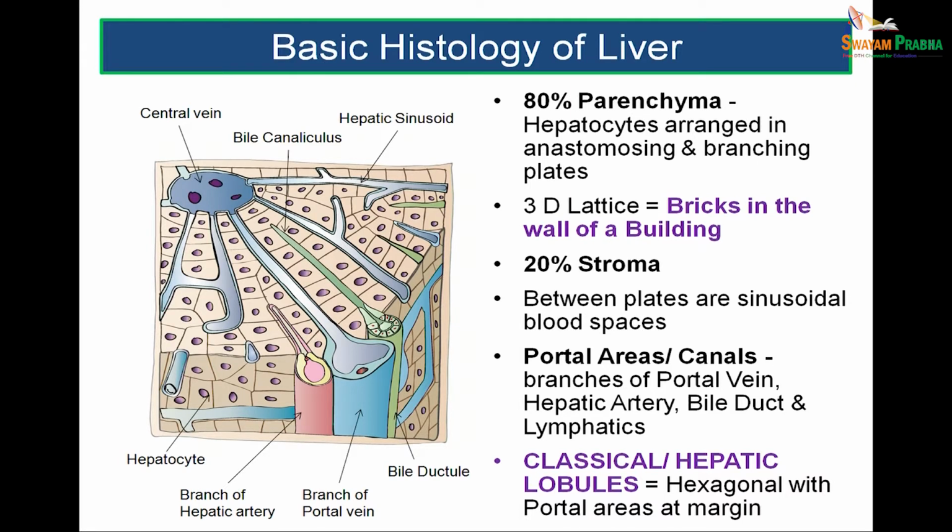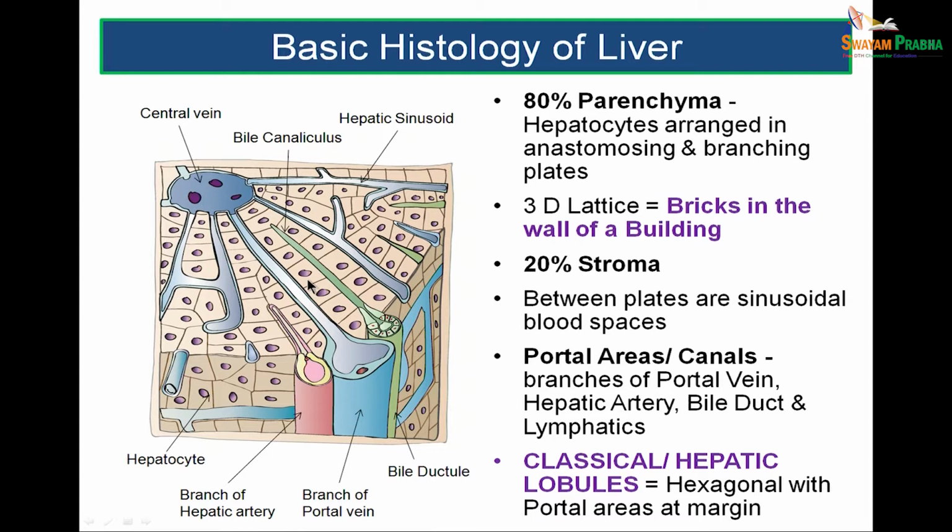We said 20% is stroma. Stroma is basically the connective tissue element placed between the hepatocytes and other liver cells. Between the hepatocyte rows, you see these blue structures. These are the sinusoidal spaces which lie between adjacent cords of hepatocytes. The sinusoidal spaces connect to a portal vein at one end and drain into the central vein at the other side.